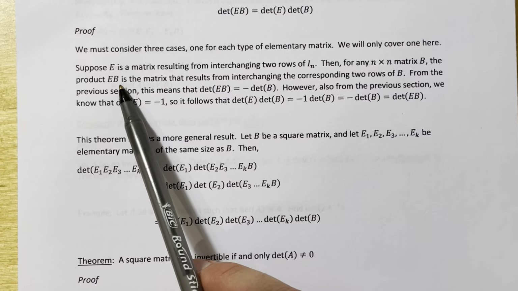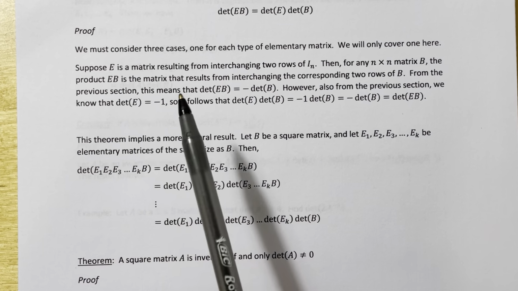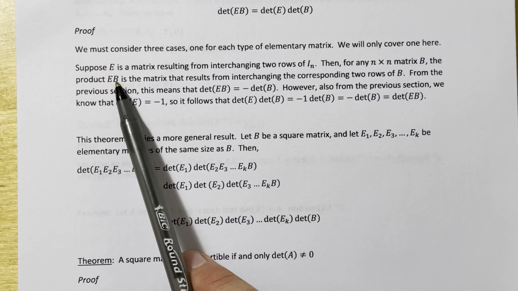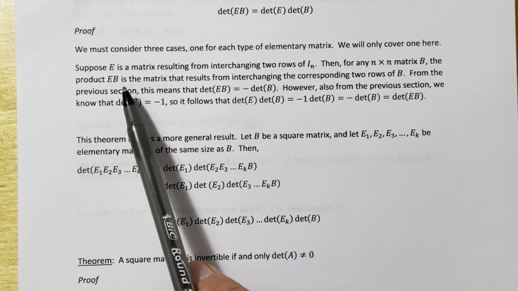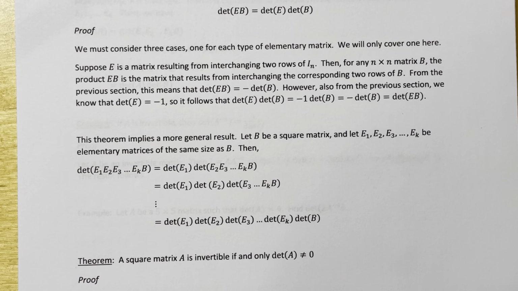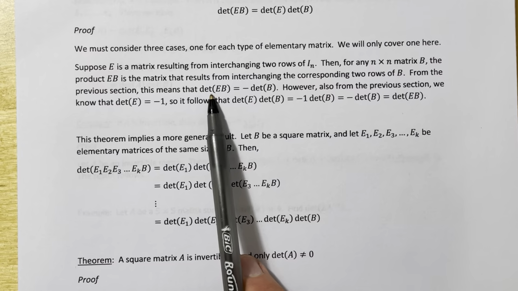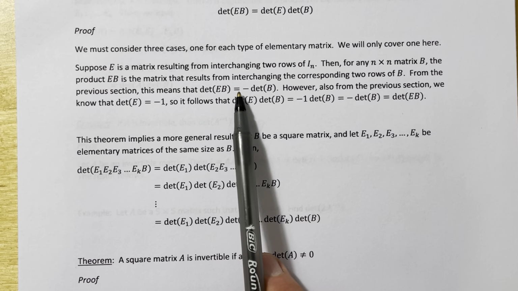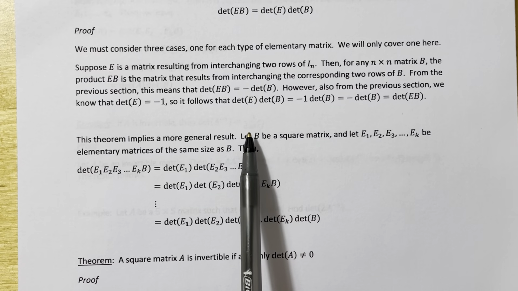Okay? Now, in the previous section, section 2.2, we showed what happens to the determinant of a matrix if you perform certain row operations on it. And one thing that we showed was that if you take a matrix like B, interchange two rows, and then take the determinant of that new matrix, what you get is the opposite of the determinant of the original matrix. Or in other words, you get -1 times that other determinant. So what we've shown up until this point is that the determinant of EB is equal to negative determinant of B, okay?